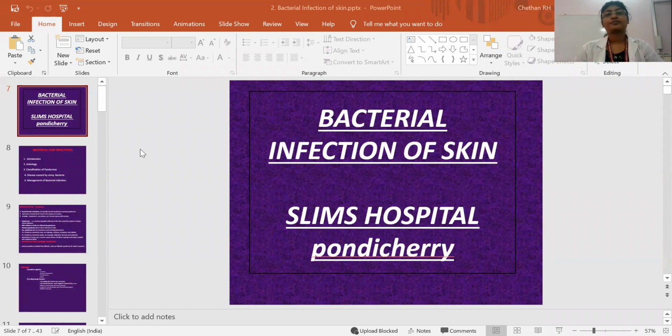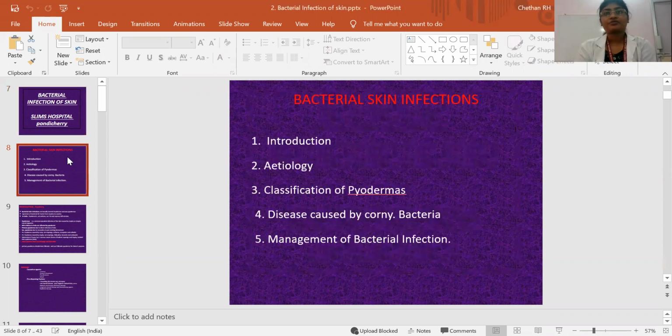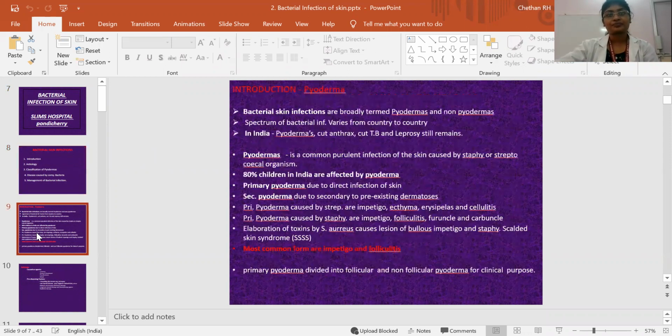Good morning. So today our class is bacterial infection of skin. Here we are going to discuss bacterial skin infections. We are going to talk about introduction, etiology, classification of pyodermas, disease caused by Corynebacterium bacteria, and management of bacterial infection. So let's see the introduction, pyoderma.